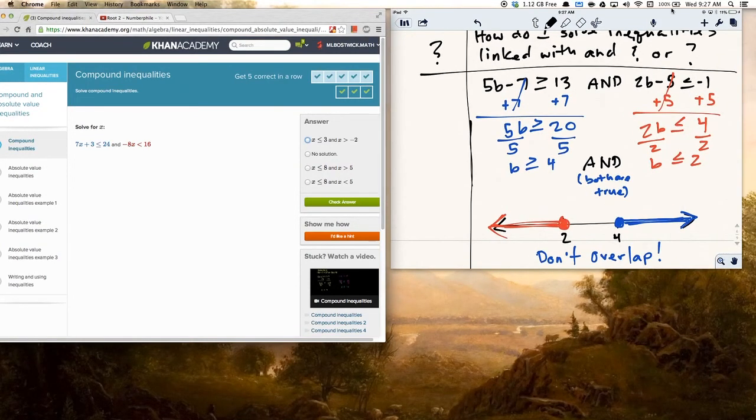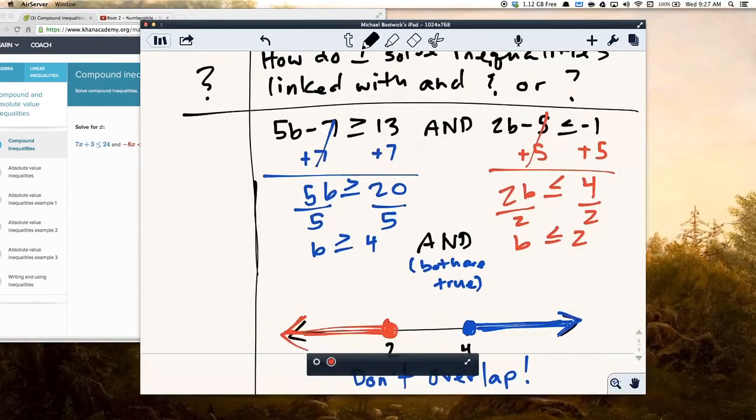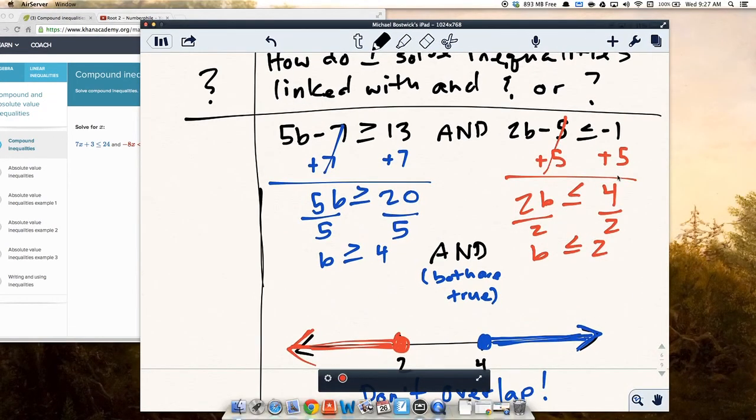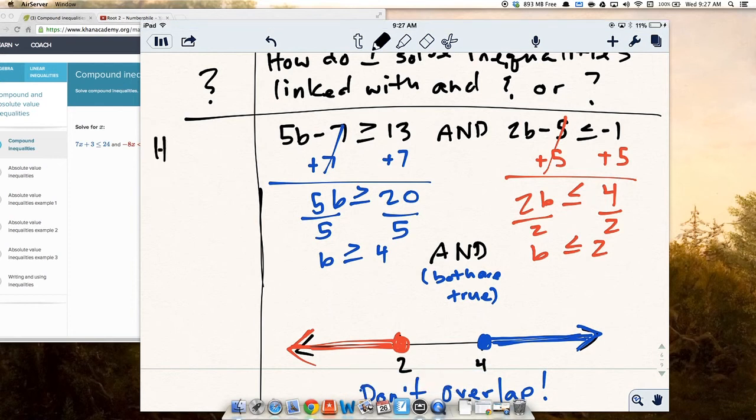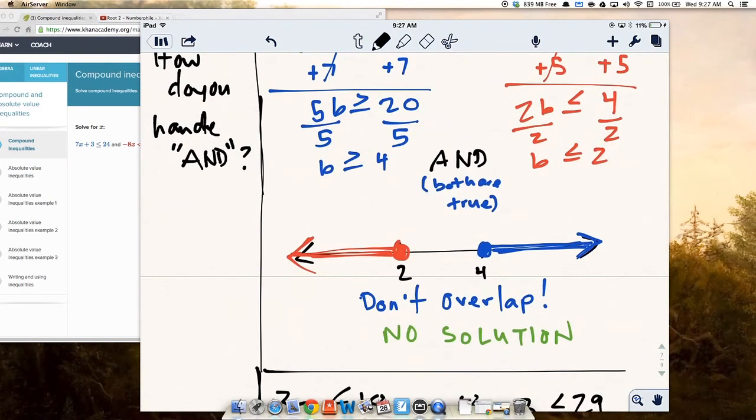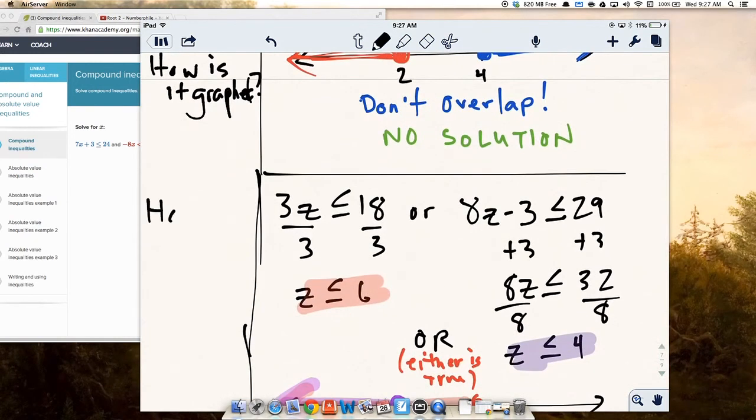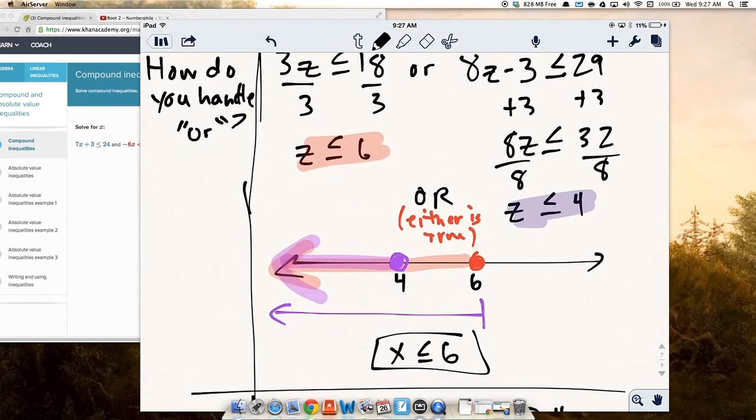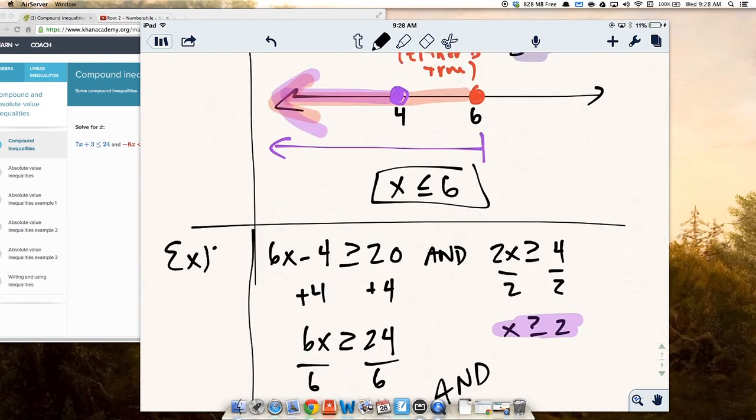So with Cornell notes, you have to take a breather and think about what's going on. And so for this first one, I'm going to say, how do you handle "and"? I can put how is it graphed here. Here I'll put how do you handle "or." And this we can just call example 3.